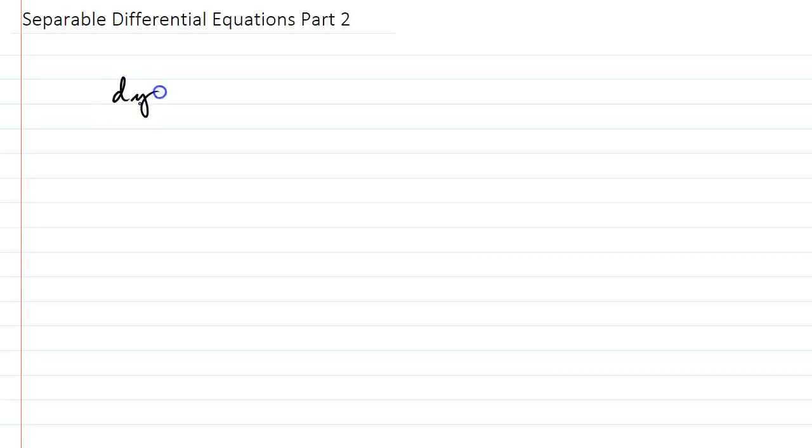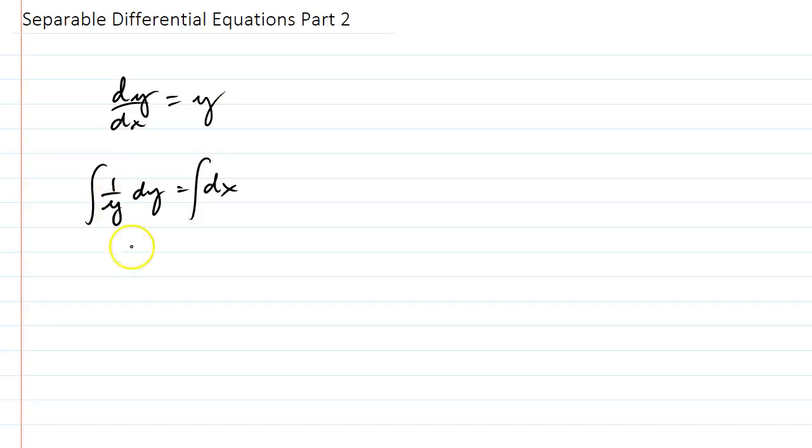This would be dy/dx is equal to y. Again, that's saying that the rate of change, the rate of growth, is equal to how much is there already. So we're going to multiply by dx and divide by y, and so we're going to have 1 over y dy equals dx. Now it's separated, so let's do an integral on both sides. The integral of 1 over y is ln of y. The integral of 1 is x. And don't forget the constant.